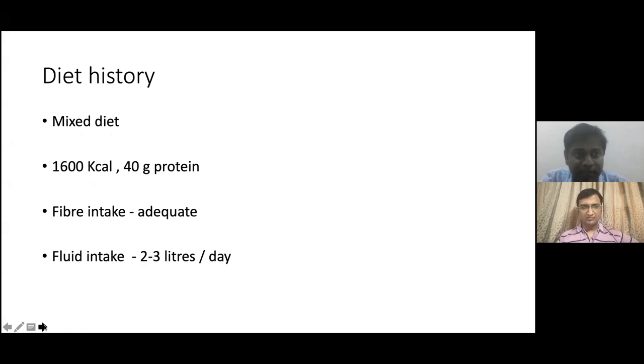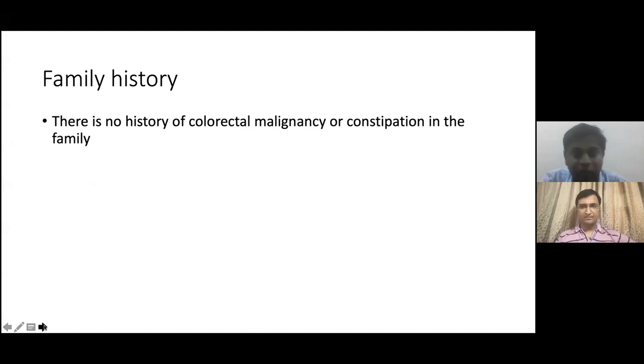His diet history is a mixed diet, with adequate calorie and protein intake. Fiber intake has been adequate, and fluid intake is normal, 2 to 3 liters per day. There is no history of any colorectal malignancy or constipation in the family.